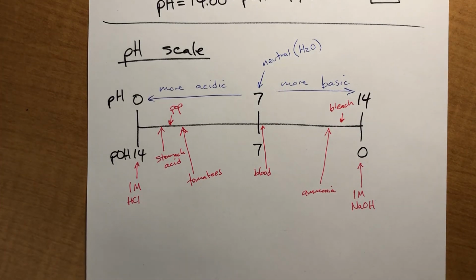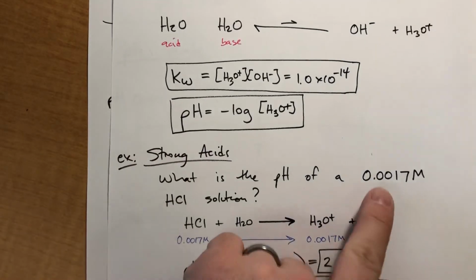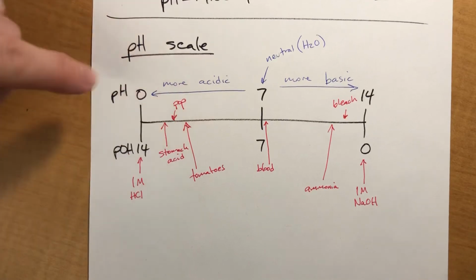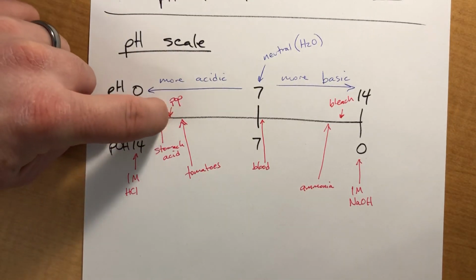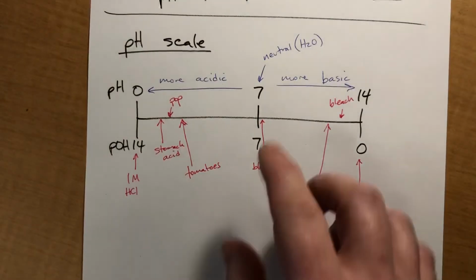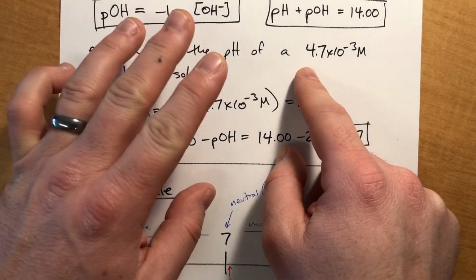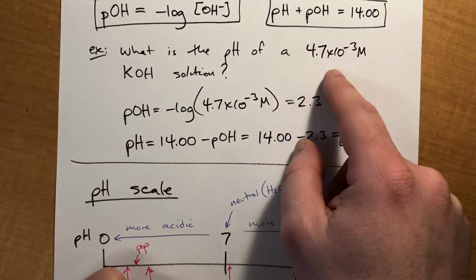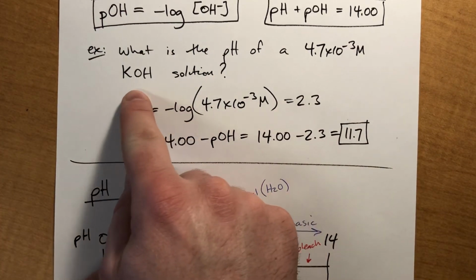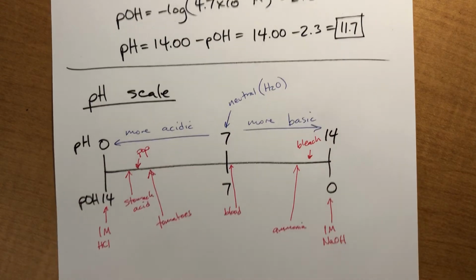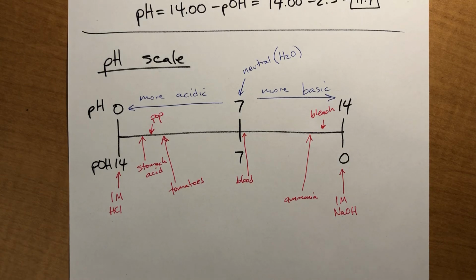Okay, so the examples we did, if you have a 0.0017 molar HCl solution, that's a pH of around 3. That's kind of in this range. I don't know that my scale is perfect, but somewhere in this range. Okay, if you had a 0.0047 molar KOH solution, its pH is going to be like 11.7, which is all the way up here where bleach would be. Okay, because bleach is actually a pretty weak base. We usually just use it in high concentrations. Okay, so, all right, thanks.